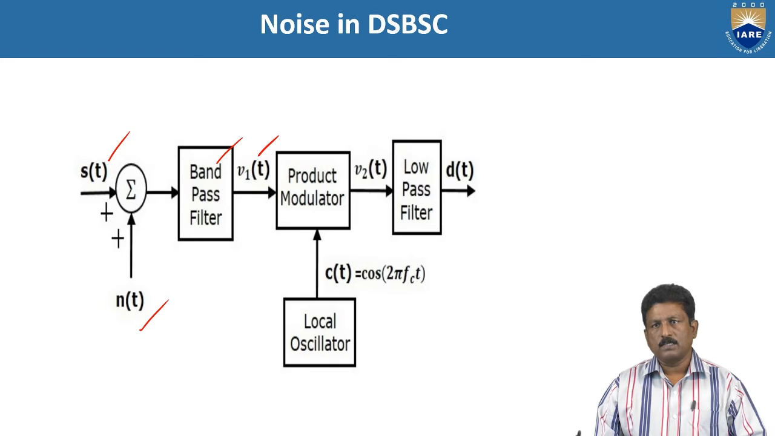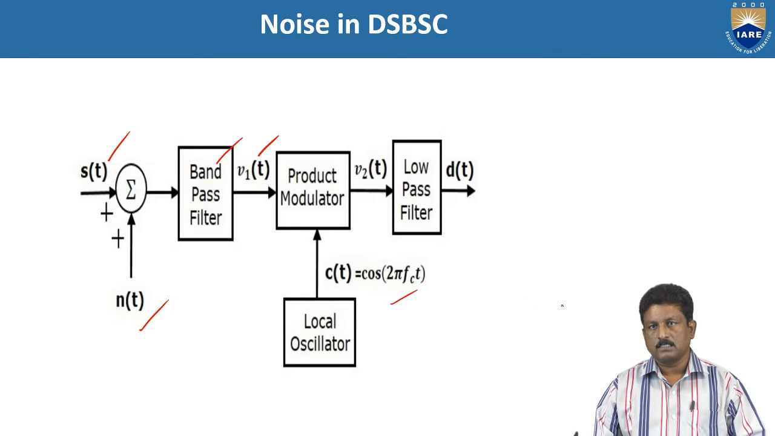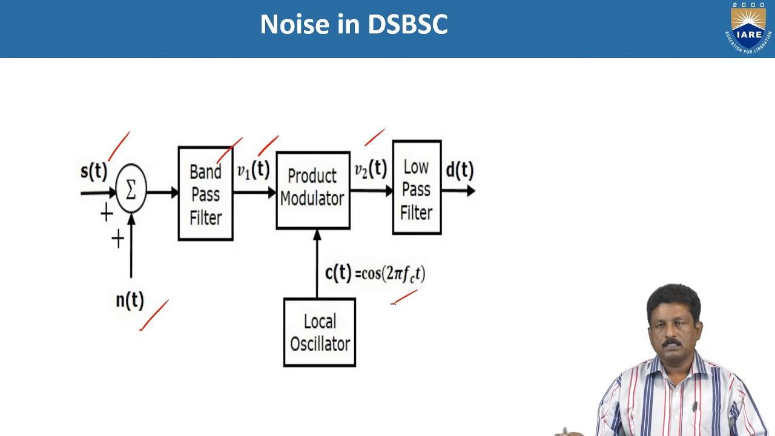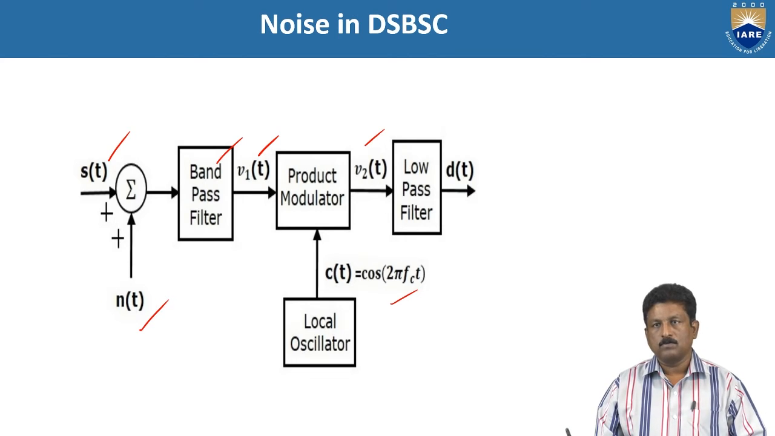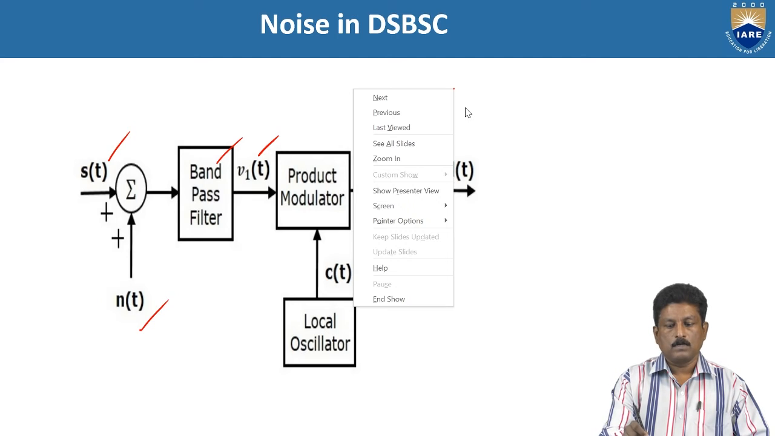Once we have v1(t), and there is a local carrier signal generator, these two are given to the product modulator, which produces the product of the given two inputs, that is, v1(t) and c(t). So v(t) equals c(t) into v1(t).